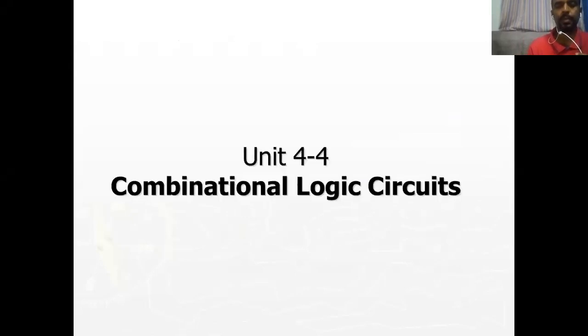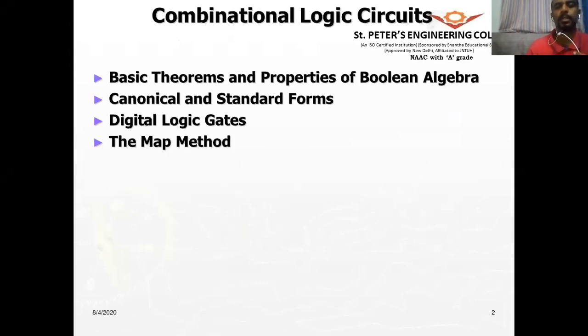In this session, we are still looking into Unit 4, that is the combinational logic circuit. What we have discussed so far is, first we looked into Boolean algebra, the properties, theorems and postulates involved in it. We have looked into the canonical and standard forms. We have also looked into the logic gates. In the last session, we saw how we can use the Karnaugh map to simplify the Boolean expression and reduce the literals.